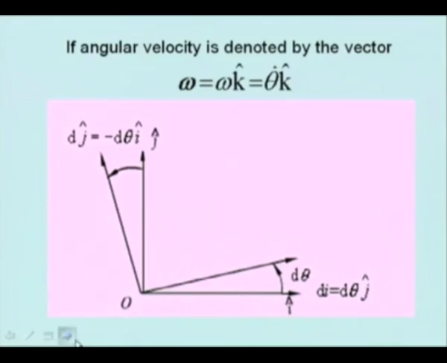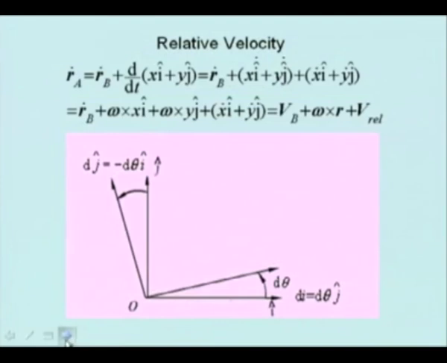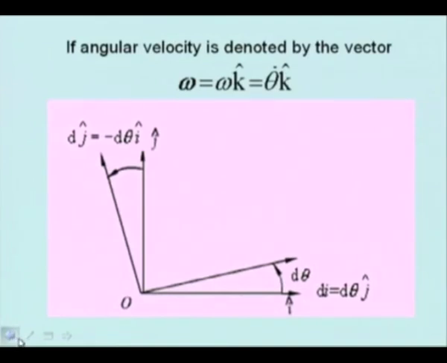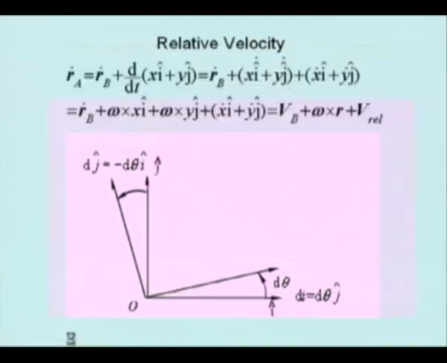If angular velocity is denoted by the vector omega, that is omega equal to d theta by dt, or theta dot, multiplied by k hat, where k hat is the unit vector along the z direction, normal to the plane, then we can also write that di by dt is omega cross i, and dj by dt is also omega cross j.